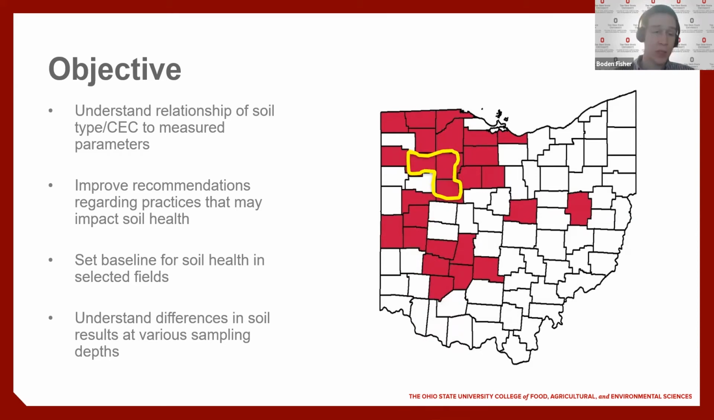So the objective of this study overall was to contribute to Ohio's soil health data set. The goals within that were to help us understand the relationship of soil health indicators to soil type, cation exchange capacity, improve general recommendations regarding practices that may impact soil health indicators, help participants set a baseline where their soils are currently so they can monitor changes over time, and help refine soil sampling recommendations based on results from various depths of soil sampling.